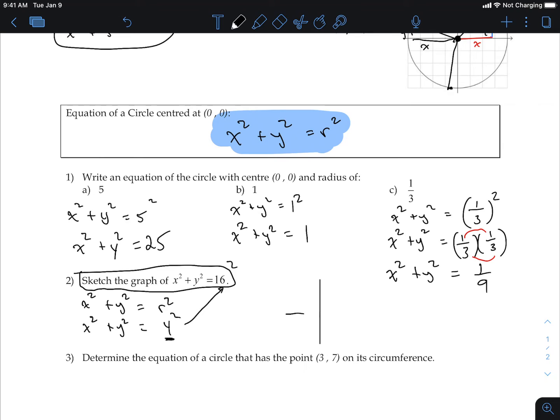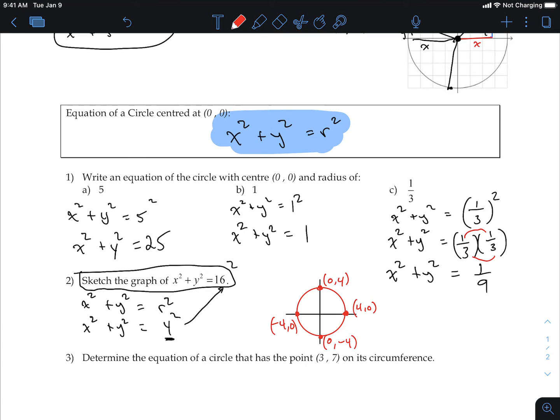Which means the radius, when I go to graph this thing, right? When I go to graph this, this is where the iPad's nice because I'm going to get a nice perfect circle, but it's not going to be where I need it to be. Okay. That means this point is what? This one here is 0, 4. This one here is negative 4, 0. And this one here is 0, negative 4.